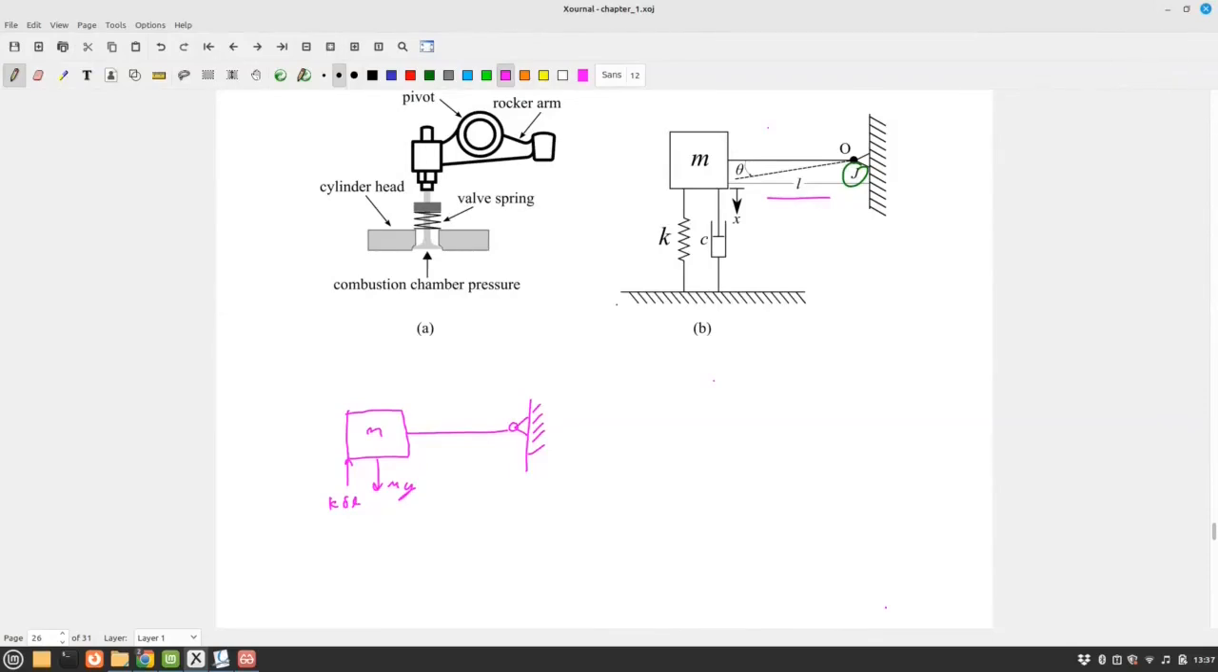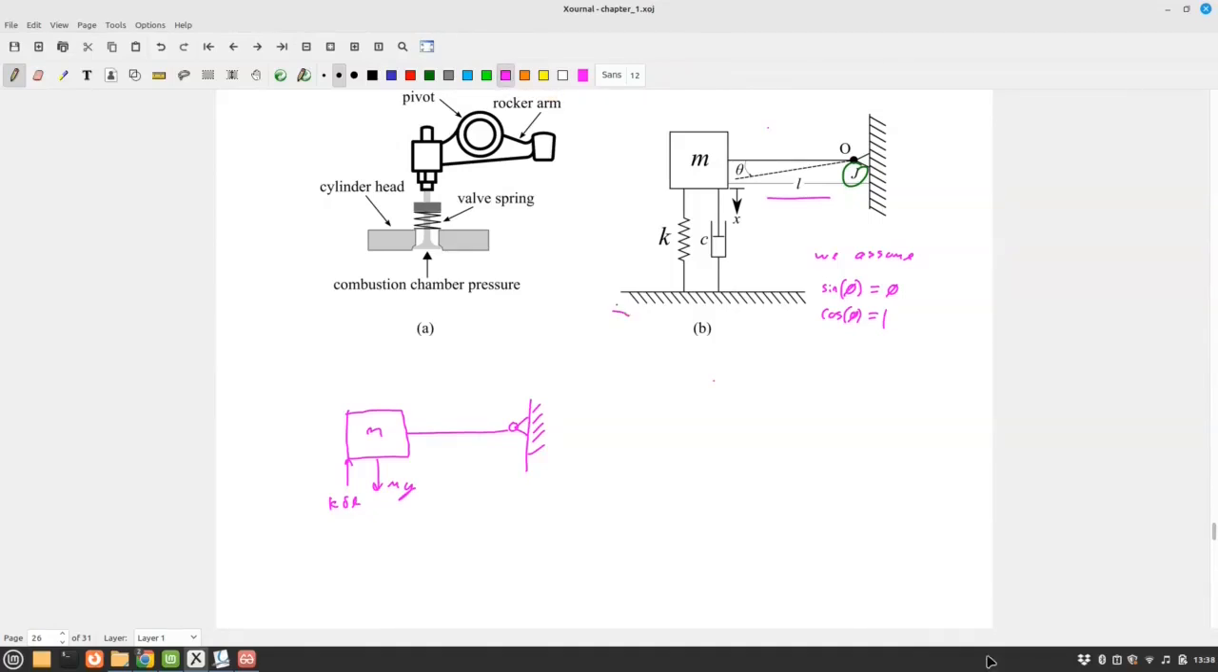And we can do that because we're assuming, let's write that down, that sine of theta is equal to theta, and the cosine of theta is equal to 1. So that helps us simplify our equations. All right, so that's my equilibrium state.